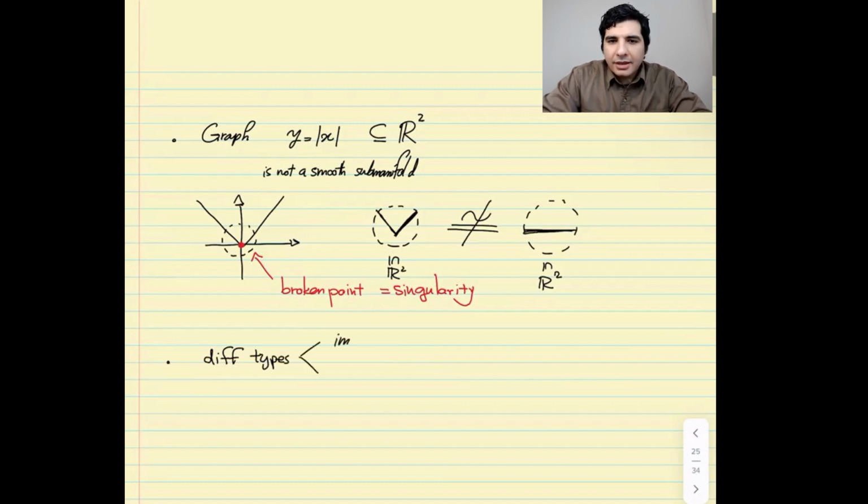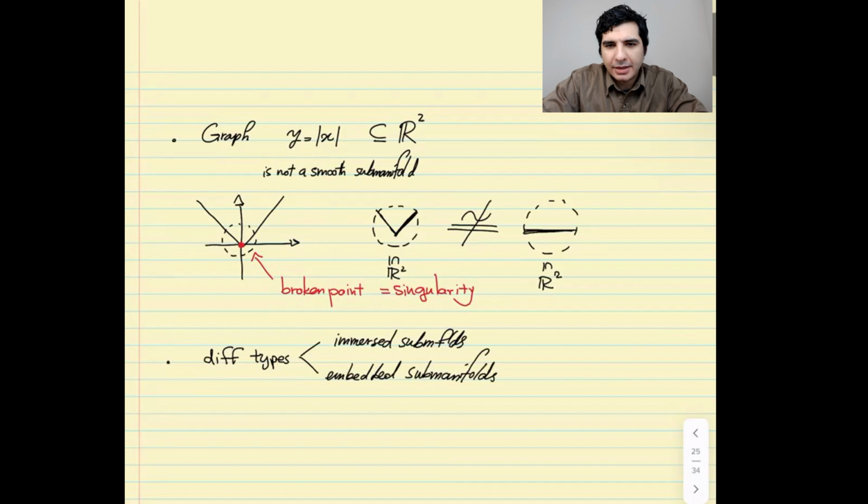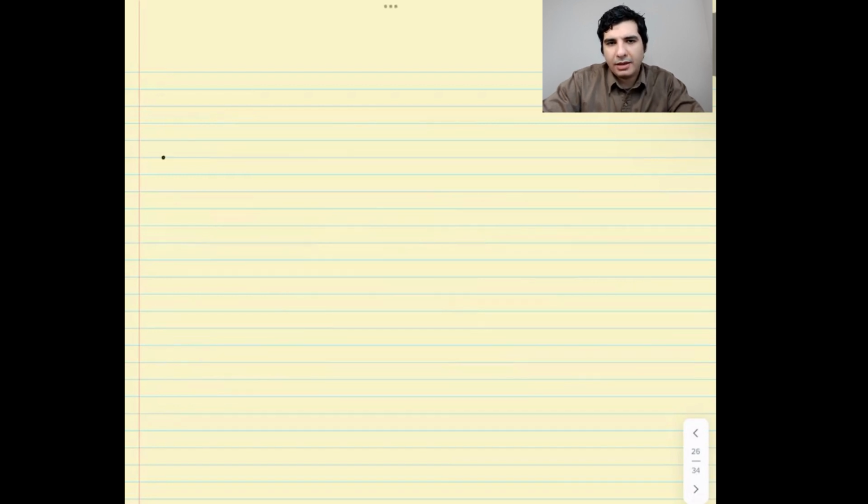Okay, so there are different types of smooth submanifolds: there are immersed ones, which we call immersed submanifolds, and there are embedded ones, embedded submanifolds. Great. So we want to define these two types of submanifolds, immersed and embedded. In order to do so, we first have to define two notions of maps between smooth manifolds. This is the prerequisite to define submanifolds. So let's start with immersion.